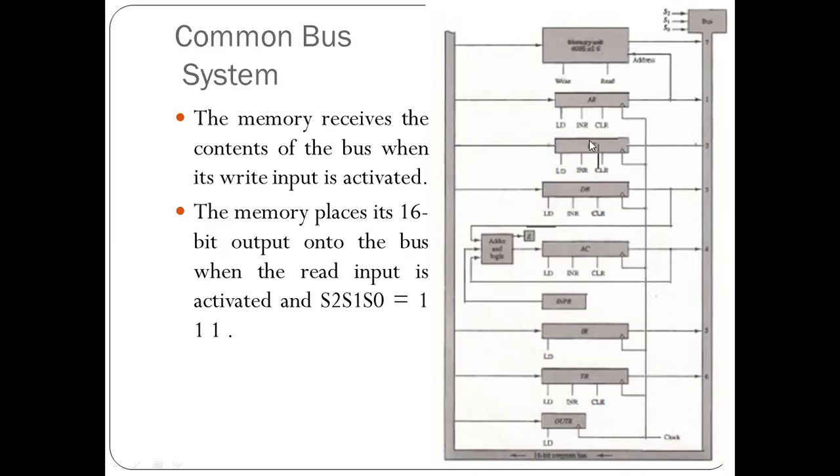Load control signals are there for the address register and other registers, as read and load/write control signals. Similarly, memory has a write control signal. Load is for registers, and the memory write control signal is for the memory unit.